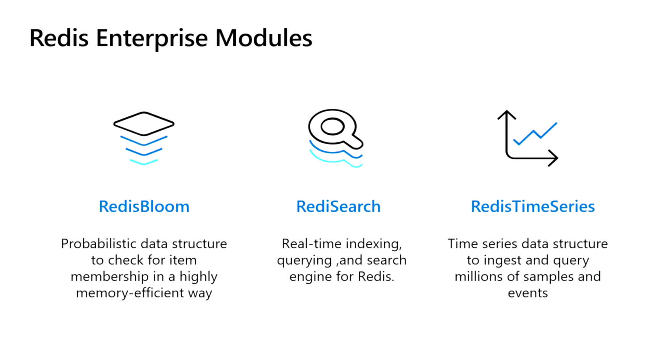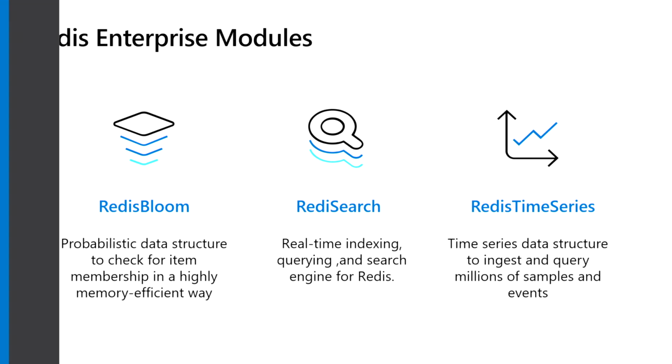Redis Enterprise Tiers offers 3 modules that you can use to unlock new scenarios: Redis Bloom, Redis Search, and Redis Time Series. With Redis Bloom, you're able to check for item membership in really large collections in a memory-efficient fashion. With Redis Search, you get indexing on top of all the cache data, and you can search for any item in the cache in an efficient fashion. And with Redis Time Series, you're able to ingest large amounts of events and query on them in an efficient fashion.